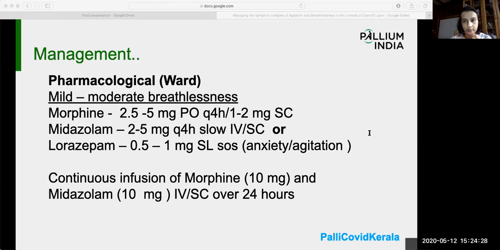Then we all know that morphine is used for myocardial infarction, for chest pain, for pulmonary edema, along with diuretics. So morphine has got a vasodilatory property, which reduces the cardiac work and helps in the cardiac output. In addition, morphine also causes sedation of the cortical centers. And since breathlessness is a feeling, the feeling of breathlessness is reduced.